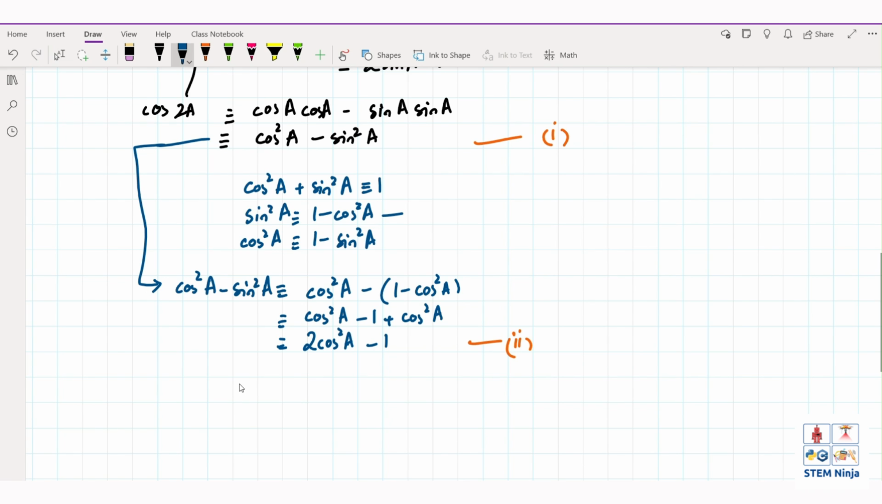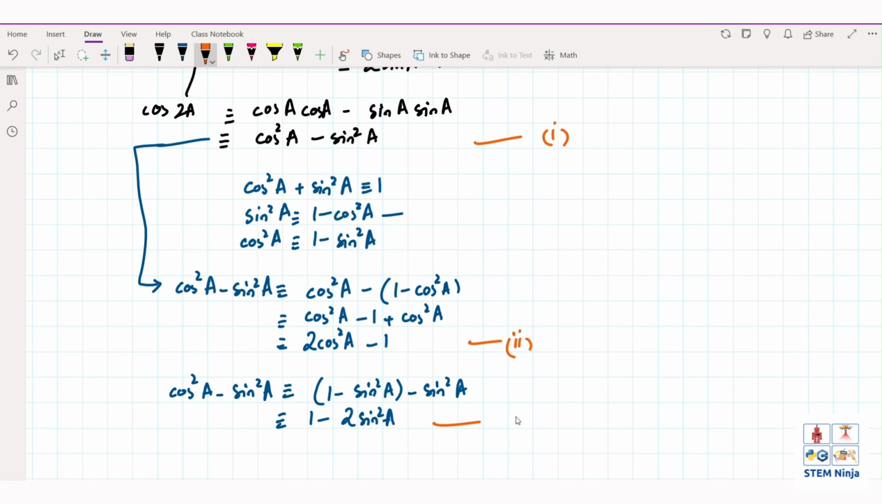Similarly, we could do the same thing by substituting cos squared A also. So 1 minus sine squared A minus sine squared A. This simplifies to 1 minus 2 sine squared A. Now, all of these are different variations of cos 2A.